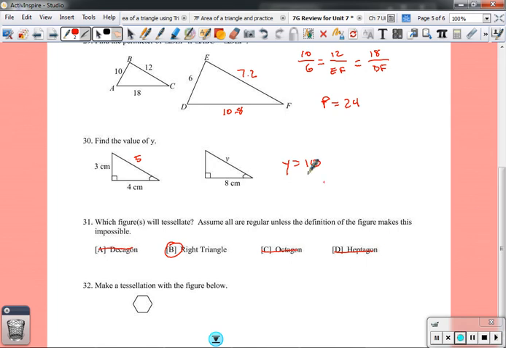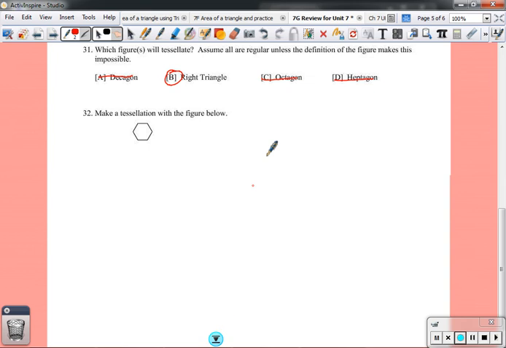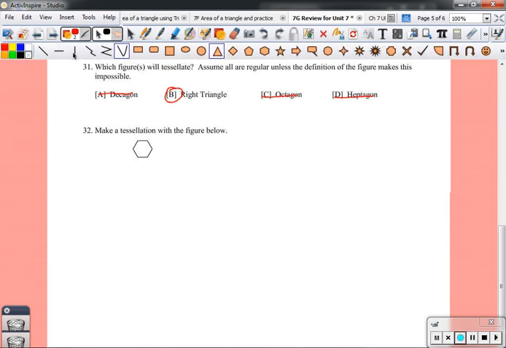Make a tessellation with the figure below. This is going to be really difficult for me to do freehand. If you have access to a ruler, if you want to get the question right, it's probably in your best interest to get a ruler so that this doesn't look terrible. Now, mine doesn't look great, but I am proving with my answer that I know what a tessellation is. They're all going to have the same number of sides. They're all going to be roughly the same shape, and I can tell that I know that that shape tessellates.